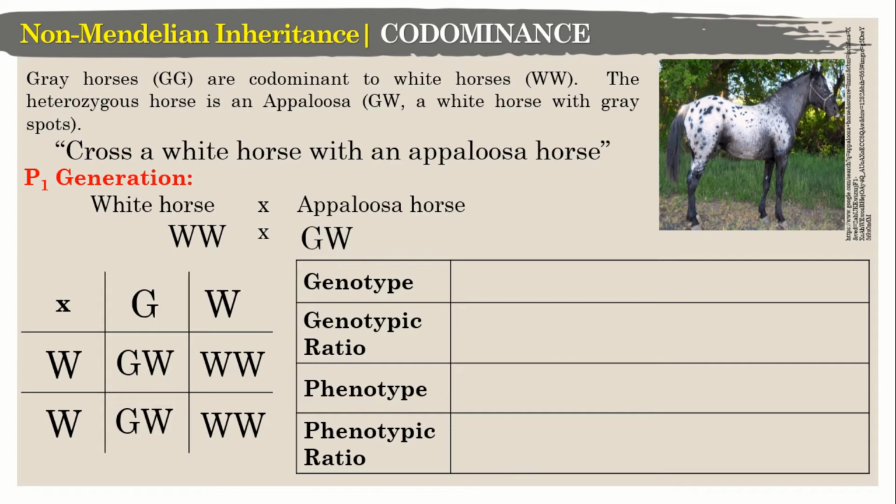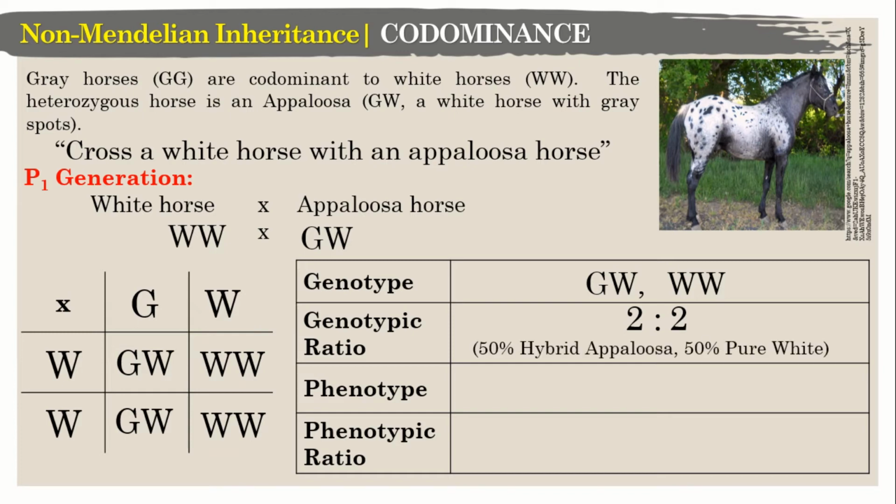So, how many? We only have two. One GW, then the other one is WW. So how many times is this combination GW expressed? We simply have 1 and 2. That's why you have 2. How about your WW? You simply have 1, 2. That's why you have 2 here. So the genotypic ratio is 2:2.